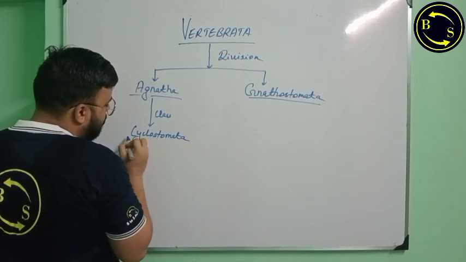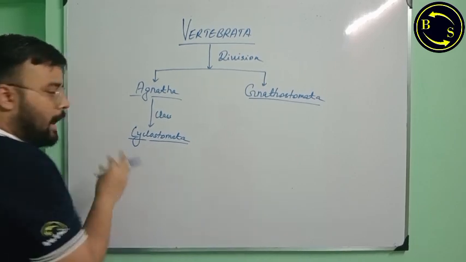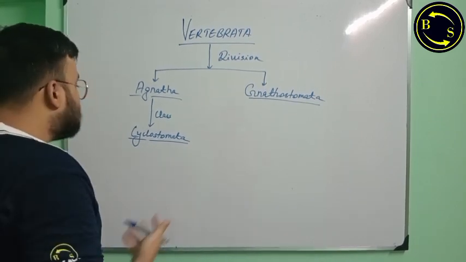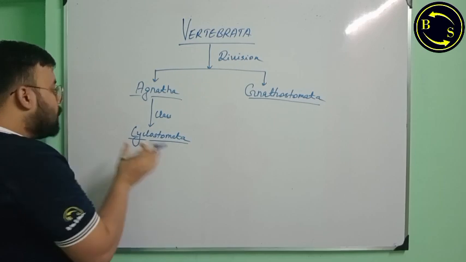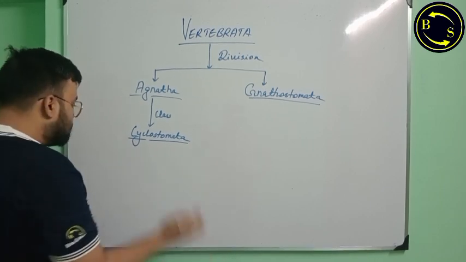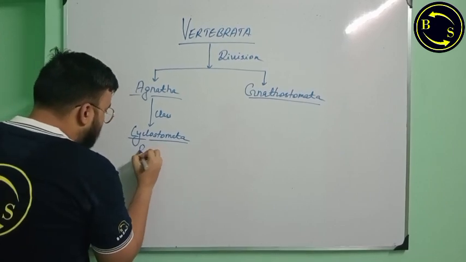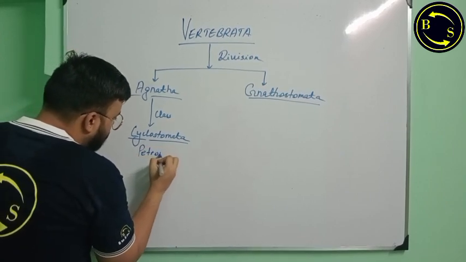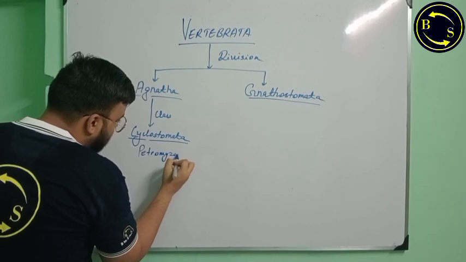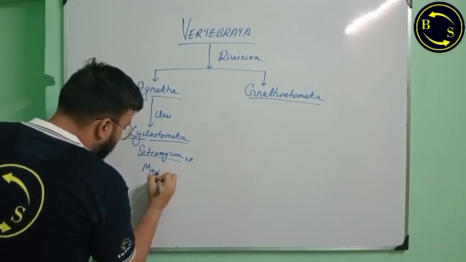Cyclostomata. Cyclo means circular and stomos means mouth. So animals having circular mouths, the cyclostomata or the cyclostomes. We had discussed this class Cyclostomata in the previous class, and it has two representative species, mainly the lamprey called Petromyzon. This is the scientific name of lamprey, Petromyzon, and the hagfish or Myxine.